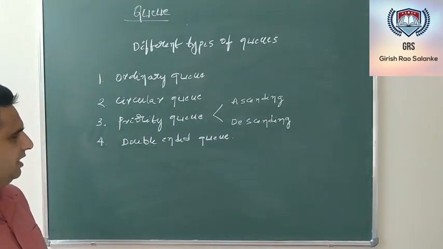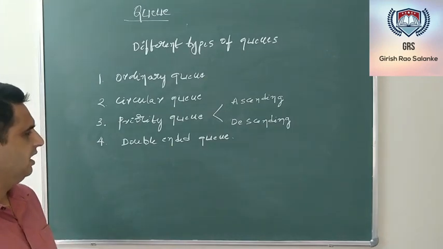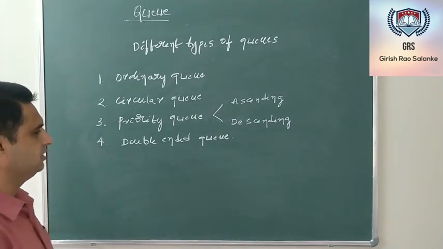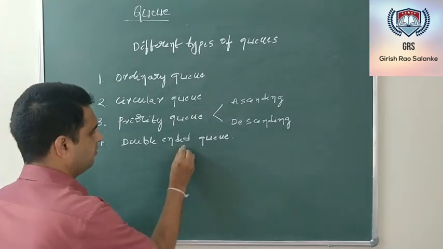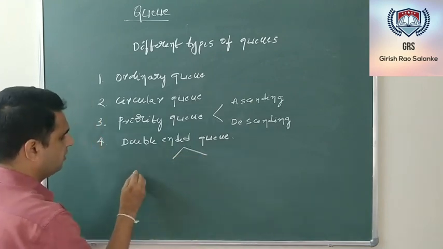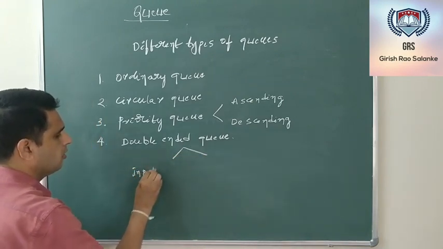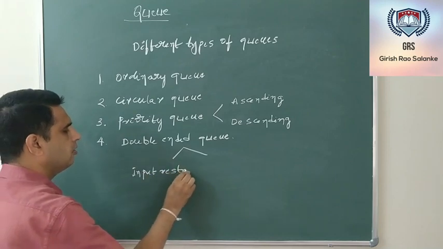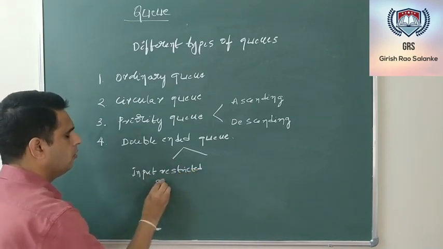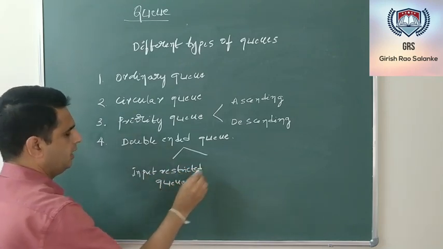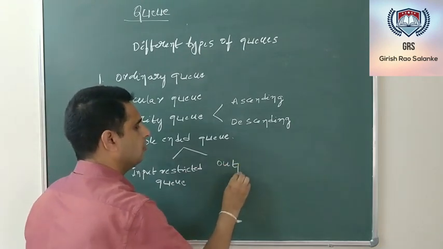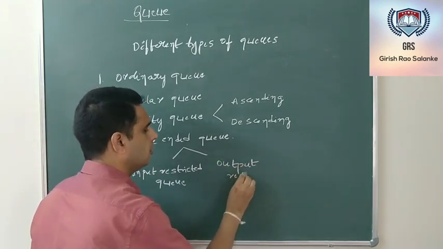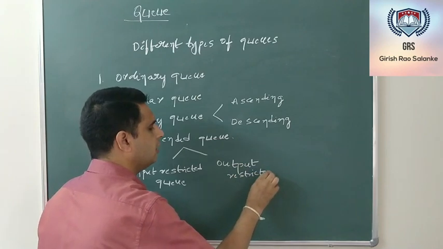Coming to the fourth one, that is the double-ended queue. Even here, the double-ended queue can be categorized into two different types. The first category of double-ended queue is the input restricted queue, and the second category is the output restricted queue.